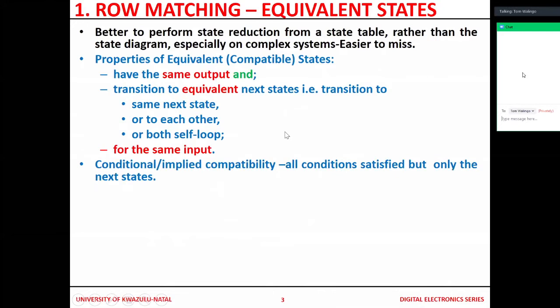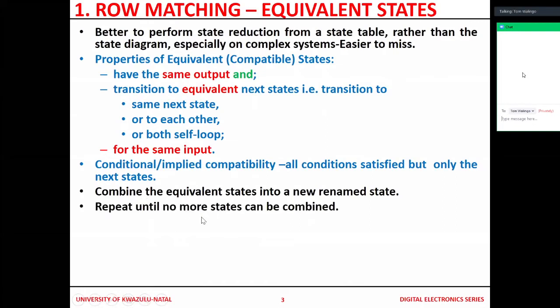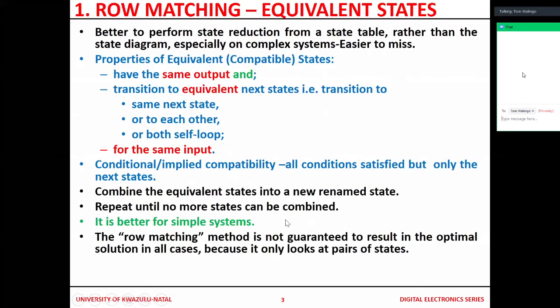There is full compatibility and conditional or implied compatibility. Conditional implied means the outputs are okay. What is not right is just the next states. We will look at such things in detail. So if states are compatible, you combine them into one and rename it. You repeat until there is nothing to be combined. Row reduction is good for simple systems and is not guaranteed to give an optimal result.